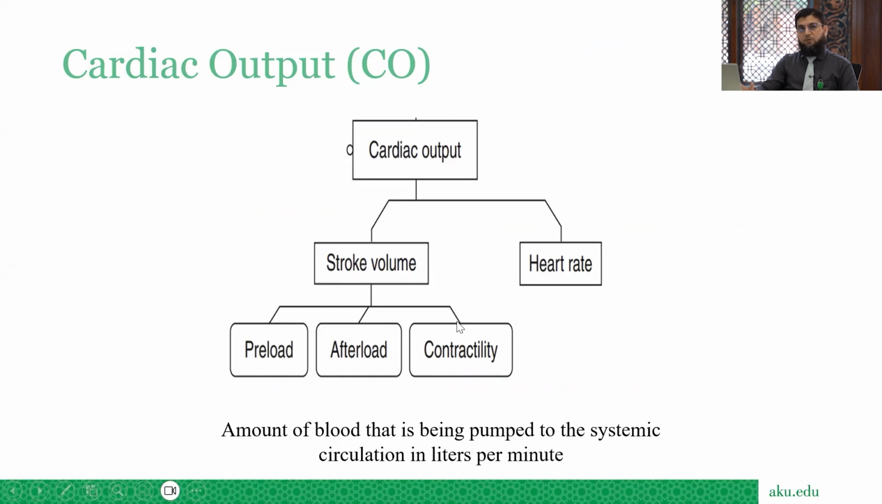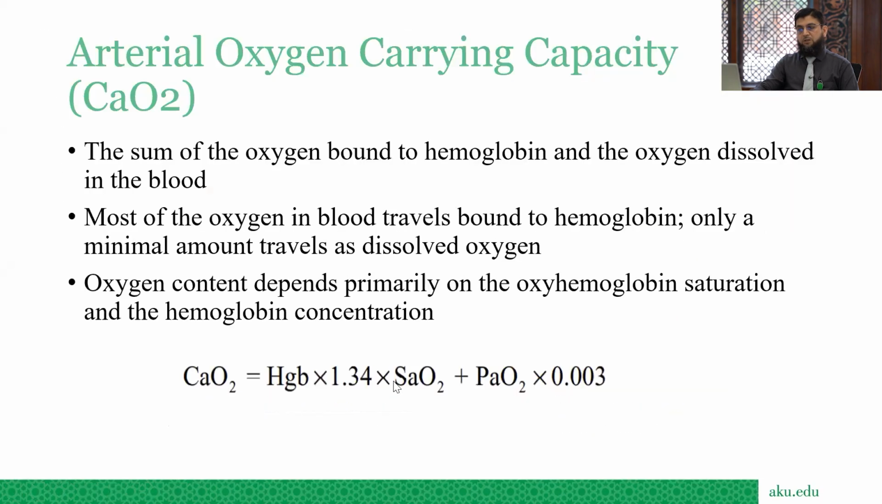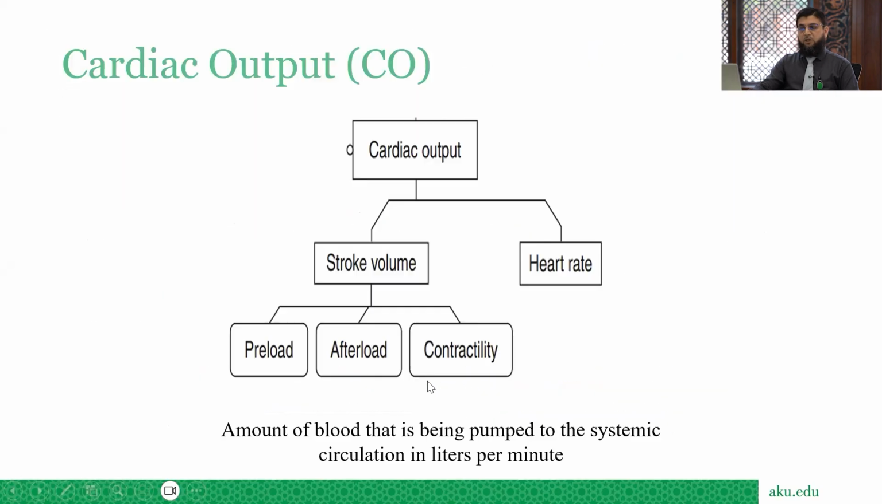So in order to improve the oxygen delivery, it is not only the oxygen carrying capacity that you need to work on. As we discussed in the previous slide, you need to work on hemoglobin and arterial saturation, but at the same time you need to work on cardiac output, that is stroke volume and heart rate. You can increase the preload, decrease the afterload, and improve the contractility to improve the cardiac output in these patients, and in turn that will increase the oxygen delivery to these patients.